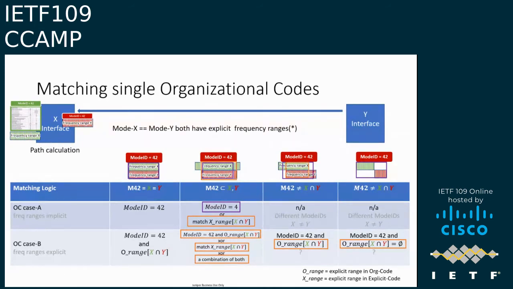Yeah, thank you for the comment. I tried to capture what Italo said in those three orange boxes later on, where the second box in case B is match explicit range, or a combination of both. So that looks a little bit messy to me as well.